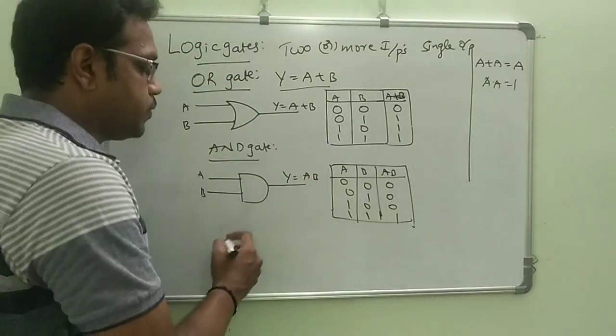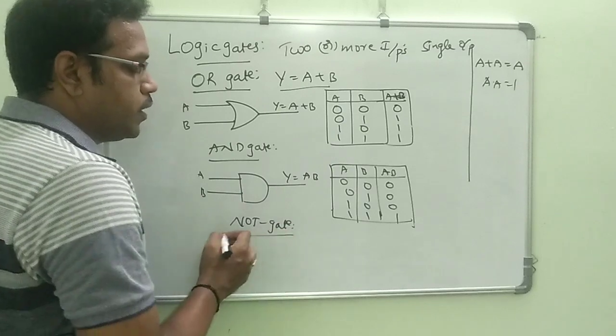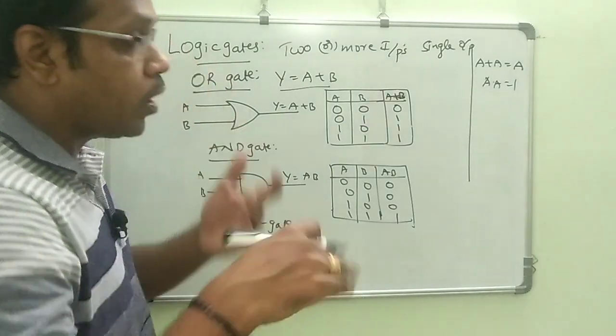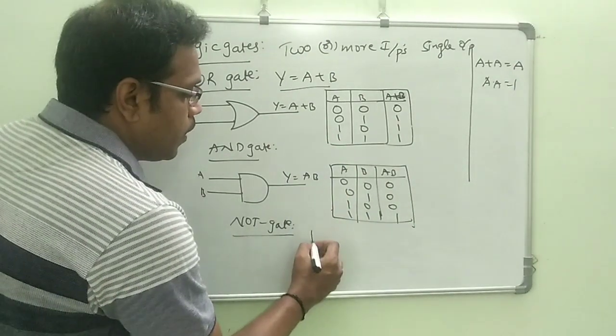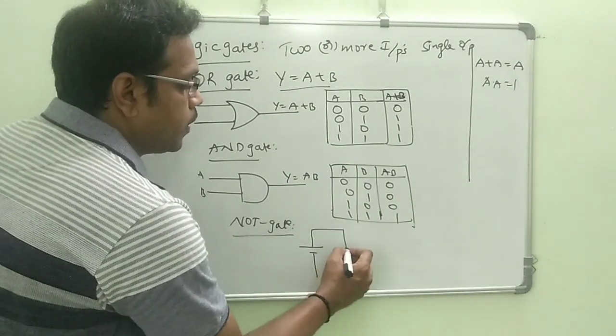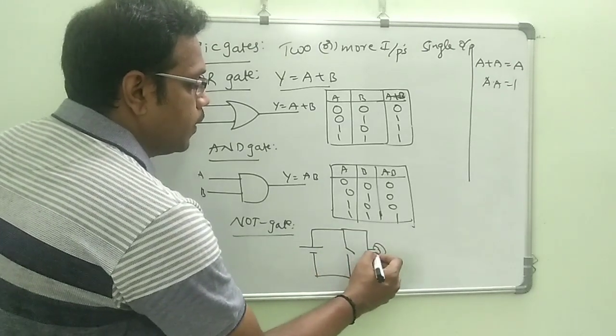Like this we can use one more gate called the NOT gate, like a complement gate. If you give 0, 1 will come; if you give 1, 0 will come. For this circuit I need to discuss here. I can use a physics circuit like this to understand it.